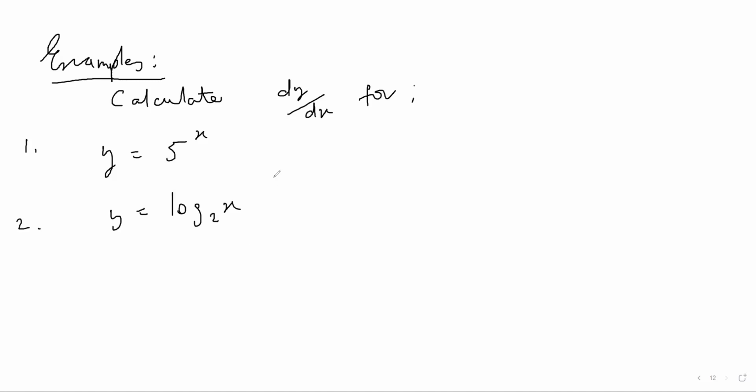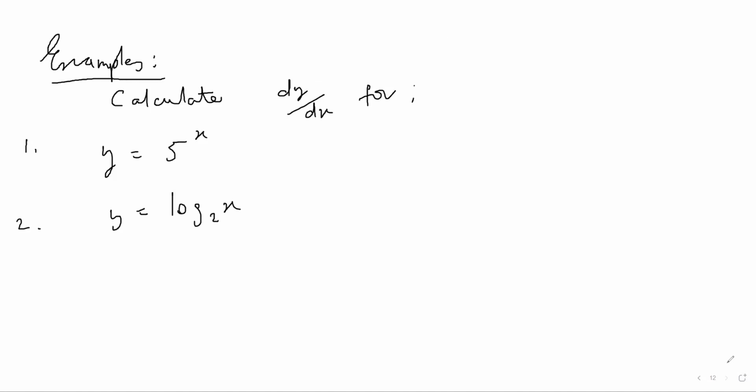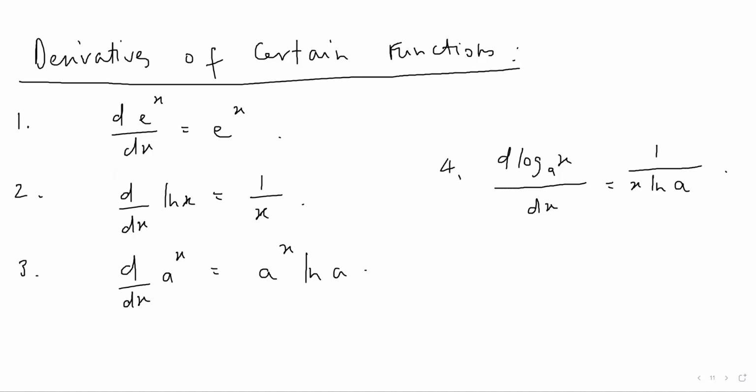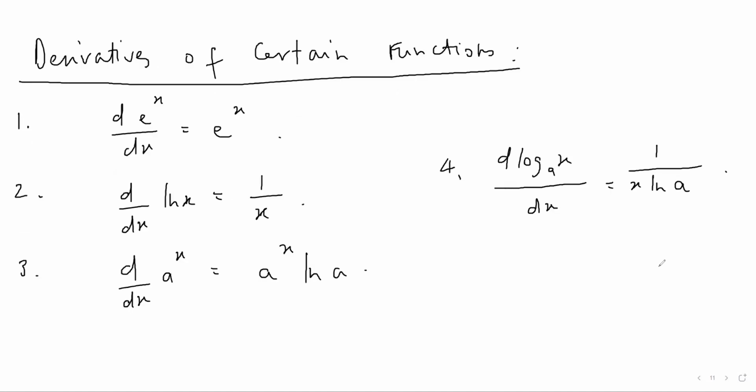So now, let me give you a few minutes to calculate this. You just have to work it out using what we've just discussed, the derivatives of certain functions. The first function is 5 to the x, so we're going to use number 3, the derivative of a^x with respect to x. The next one, log_2 x, is a general logarithmic function, so we're going to use number 4.